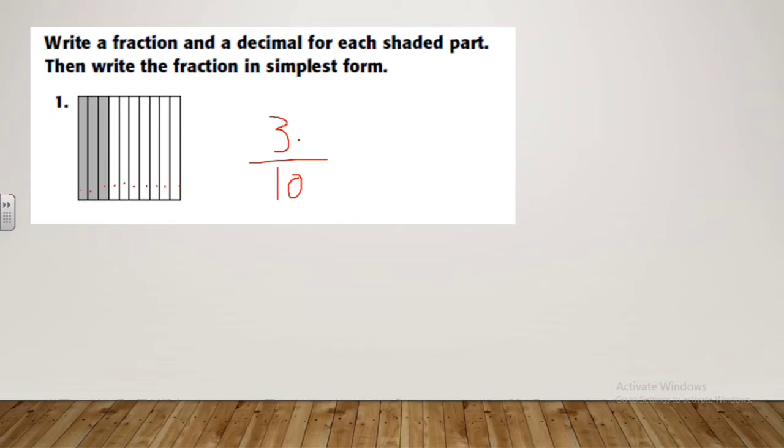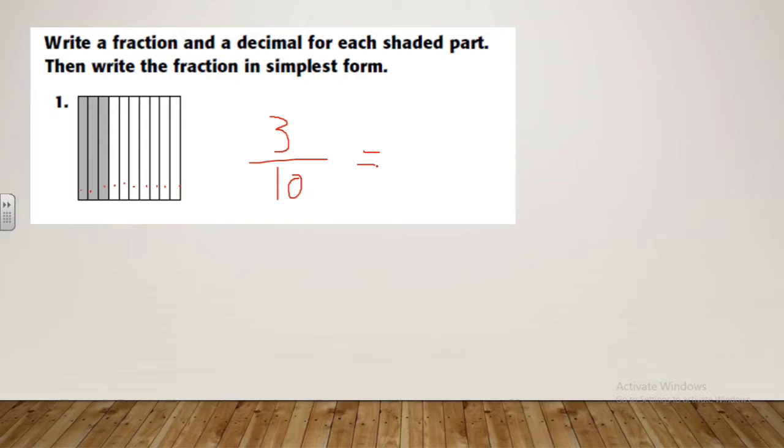Okay. Can we make it simpler? 3 over 10. Can we write it in another simpler way? No, because there's nothing that we can divide both 3 and 10 by. So that's the simplest form. Now let's write it as a decimal. How can we write it as a decimal?